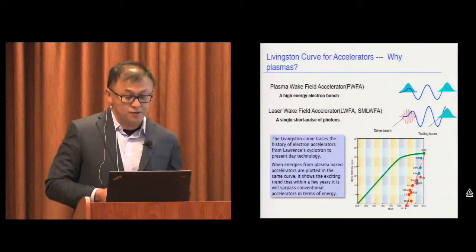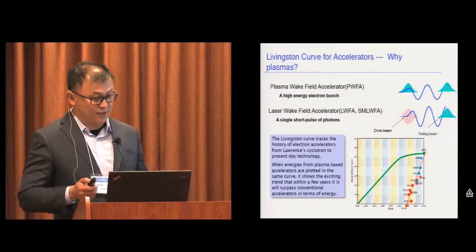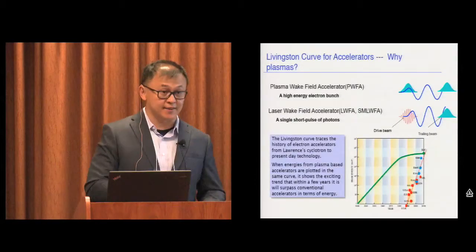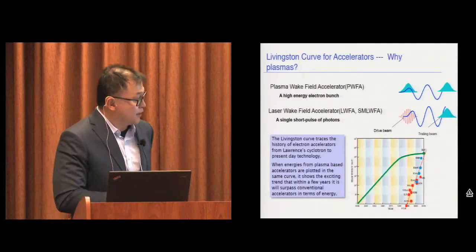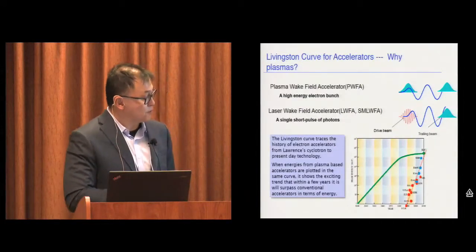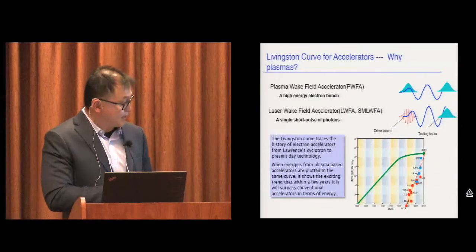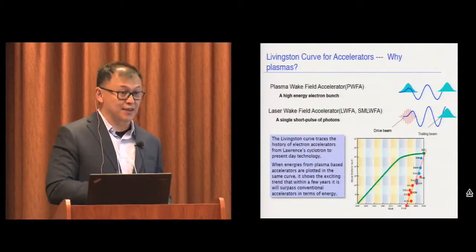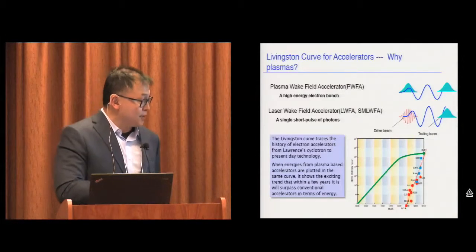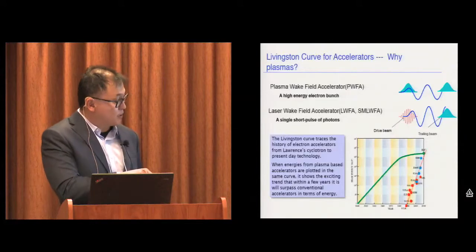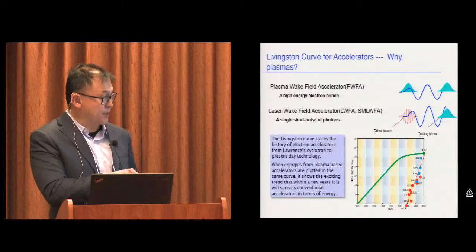So why do you need to use a plasma? Actually, the physics behind this is fairly straightforward: energy equals force times distance. Here is what's called a Livingston curve, which shows the progress of accelerator research from 1930, which is the invention of the cyclotron, all the way up to today. You can see the conventional technology, although it grew exponentially until the 1980s, has saturated since then.